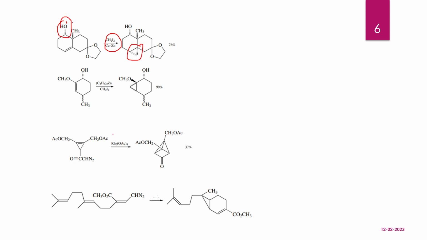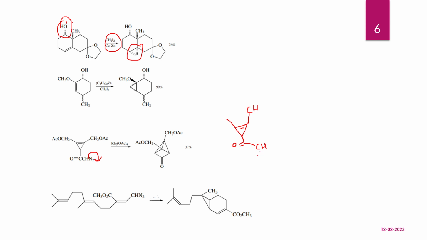We all know that by the application of a rhodium(II) catalyst, a carbene will generate. If I draw, I'm just writing it as this. These are the groups. So a carbene will generate here. Then this N2 will get removed, giving us this carbene system.